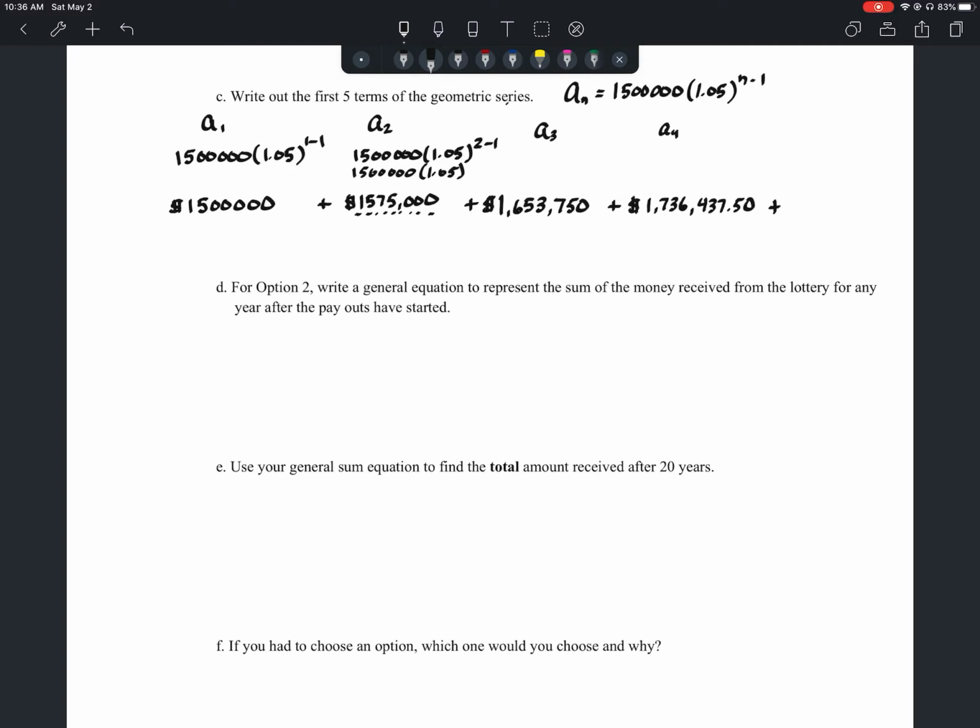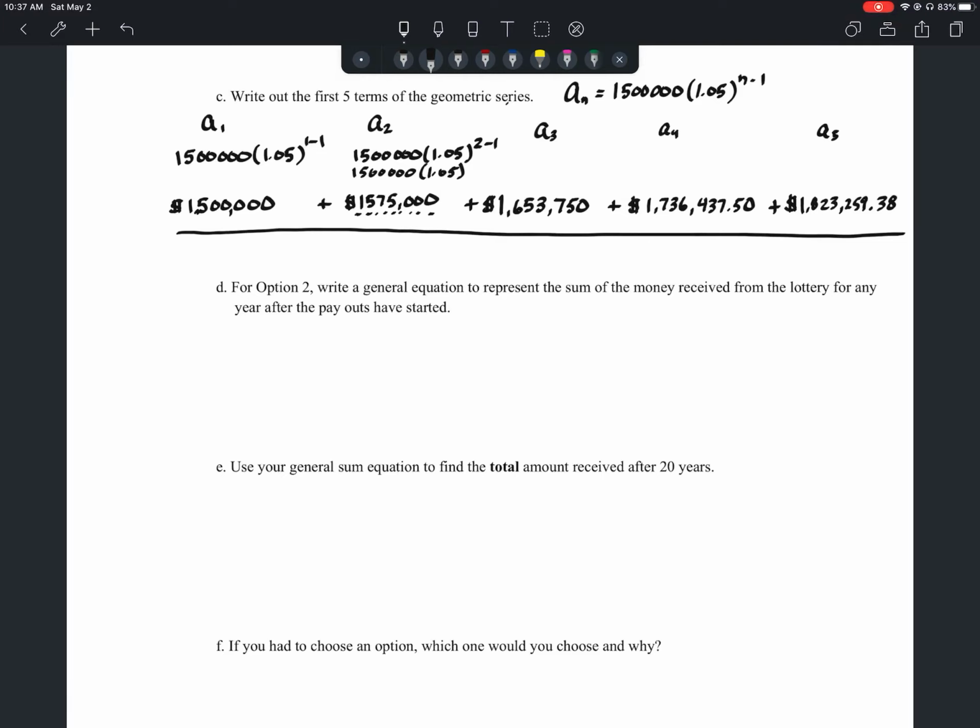Okay, and then the fifth payment you will get would end up being, like I said, you can plug in the 5 or just multiply this times 1.05, but it would end up being $1,823,259, and I'm going to round it to 38 cents. So you see here, this is the first 5 terms in the series. So each of these, right, you're adding together to have the total amount of money that you've got.